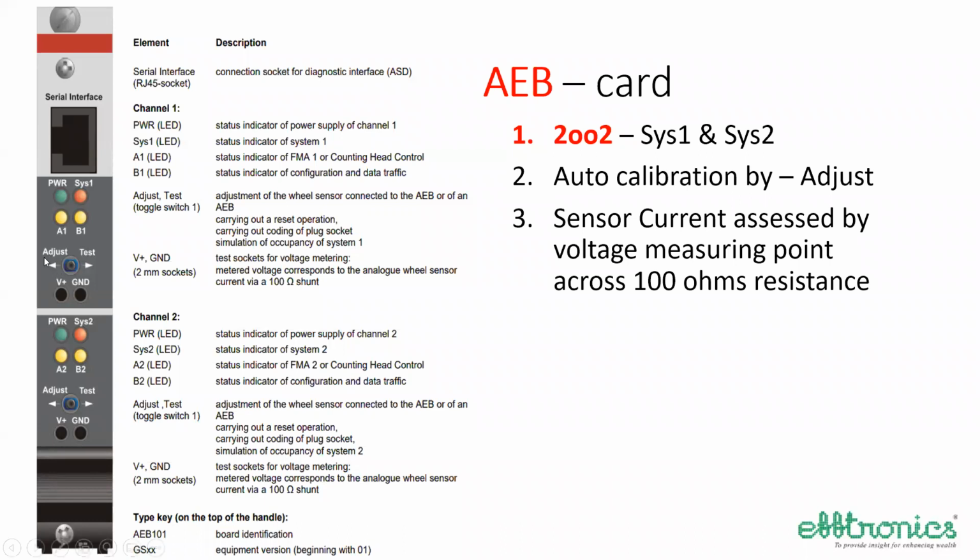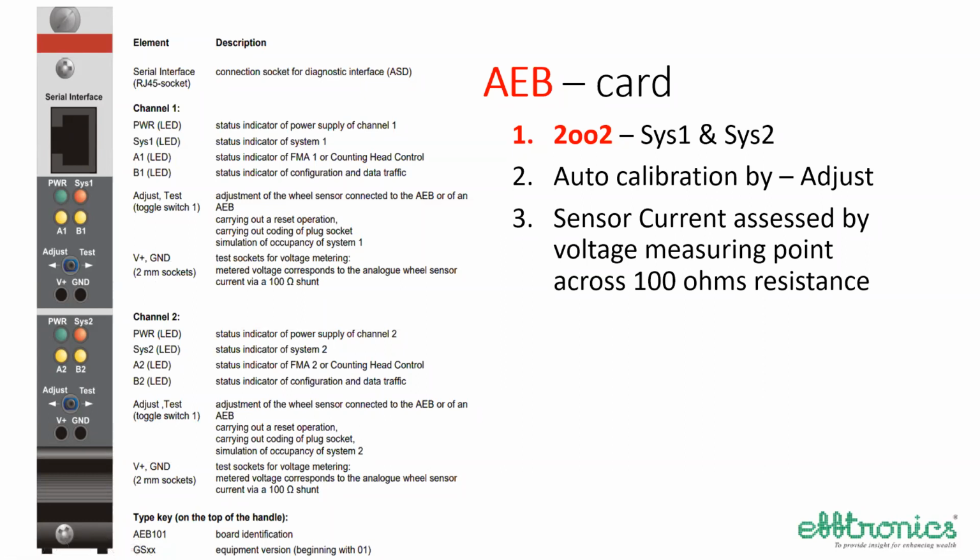Then here you can see there is an adjust button which can be taken to the left side or to the right side. By taking it to the left side, and then after waiting for a few seconds, bringing it to the right side, the levels are automatically adjusted by the AEB card itself, irrespective of the distance of the DP. The DP may be 500 meters, 1 kilometer, 4 kilometers, 5 kilometers, but that adjustment is done automatically. No need to use a meter or things like that.